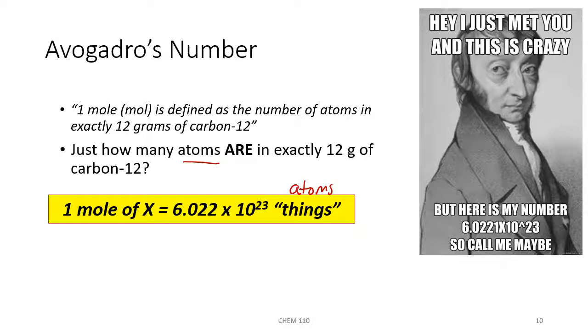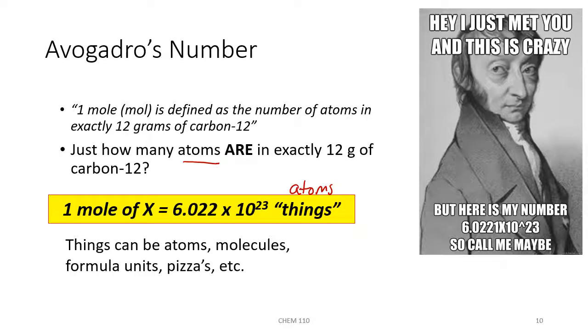This is called Avogadro's number, named after the Italian scientist, and it specifies exactly how many particle units are in 1 mole of any substance. The particle units can change that are associated with the number. So the things could be the number of atoms, ions, molecules, if it's an ionic compound, formula units, pizzas, donuts, etc. Anytime you have 1 mole of a substance, you always have Avogadro's number of things within that mole.